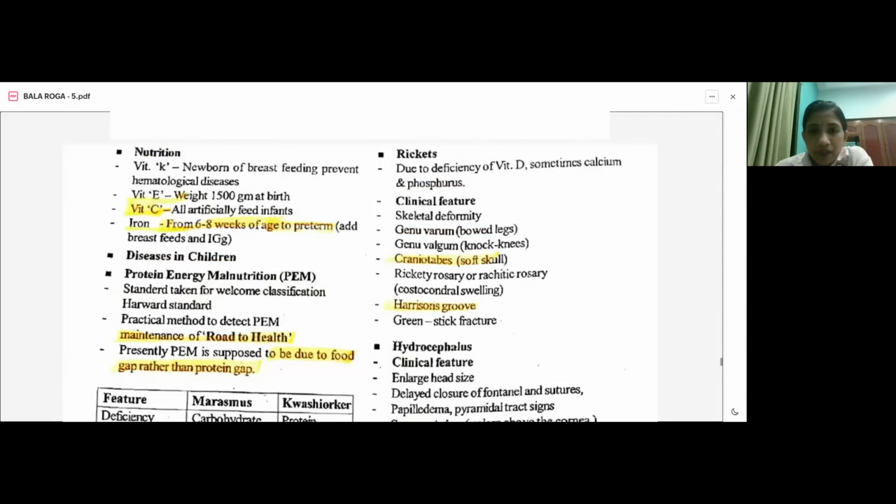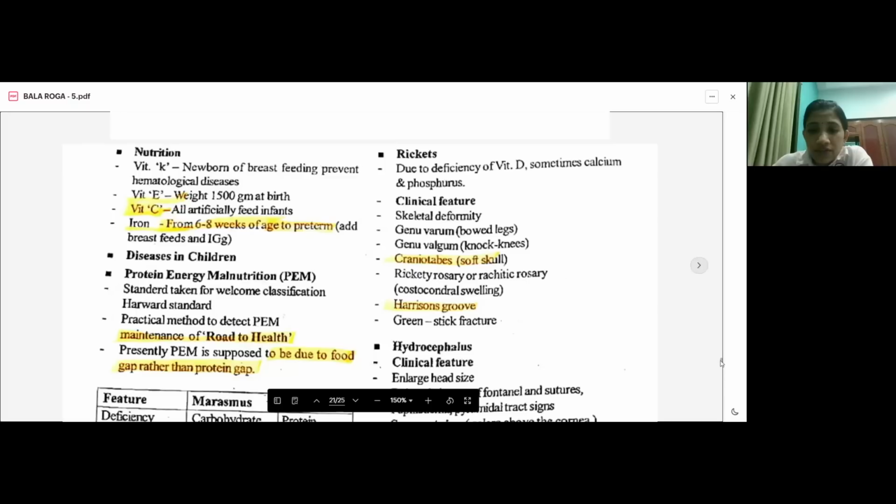Coming to rickets, it is mainly produced due to the deficiency of vitamin D. Here you have to remember the Harrison's groove and craniotabes, a soft skull. So these are the main features of rickets. And rickets rosary is also important, that is, the costochondral swelling can be present.